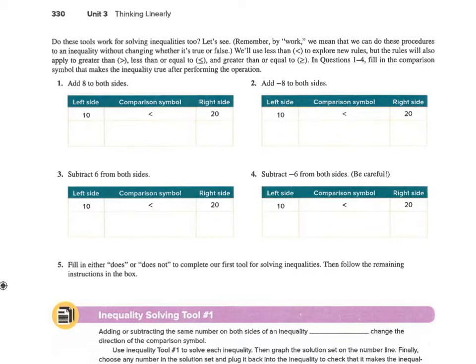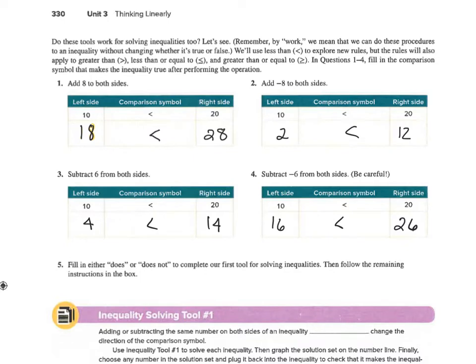In questions 1 through 4, fill in the comparison symbol that makes the inequality true after performing the operation. Now I'm going to do the first one, and then I would like for you to pause the video and try 2, 3, and 4 by yourself. So the instructions are for us to add 8 to both sides. Right now we know that 10 is less than 20, and we can agree with that. If we add 8 to both sides, I get 18 on the left side and I get 28 on that right side. Is the comparison symbol still the same? Yes, it is. So do the same with 2, 3, and 4.